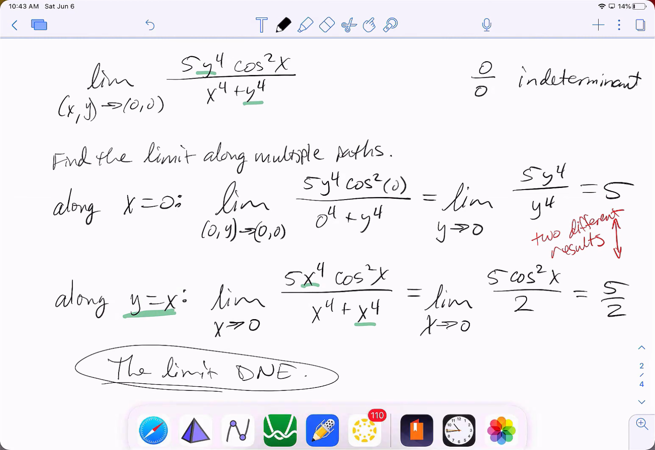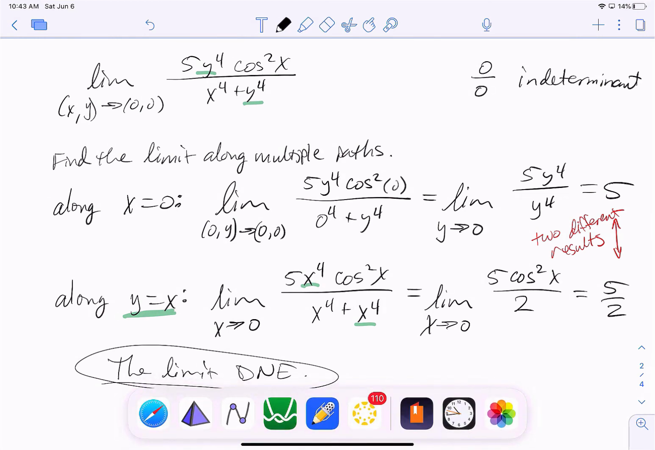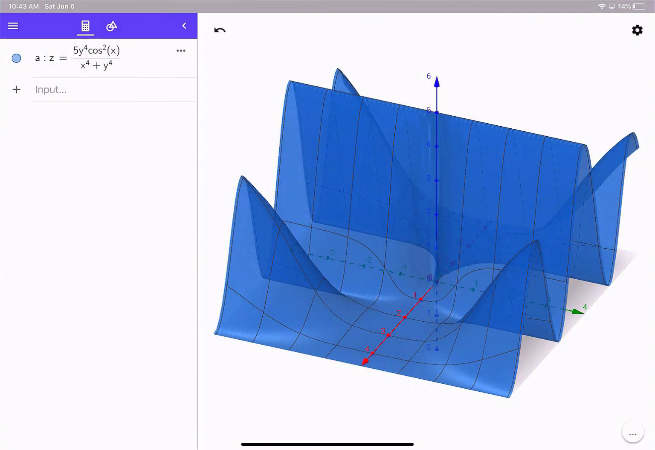Let's see what the graph of the function looks like so we can better understand our results. I've used the GeoGebra 3D graphing tool and I've entered our function z is equal to 5y to the 4th cosine squared of x divided by x to the 4th plus y to the 4th. And we have this kind of undulating, ripply surface here. The red axis is the x-axis pointing down to the left, and the green axis is the y-axis pointing over to the right. As we can see along the y-axis, the function value is 5 along this ridge up here.